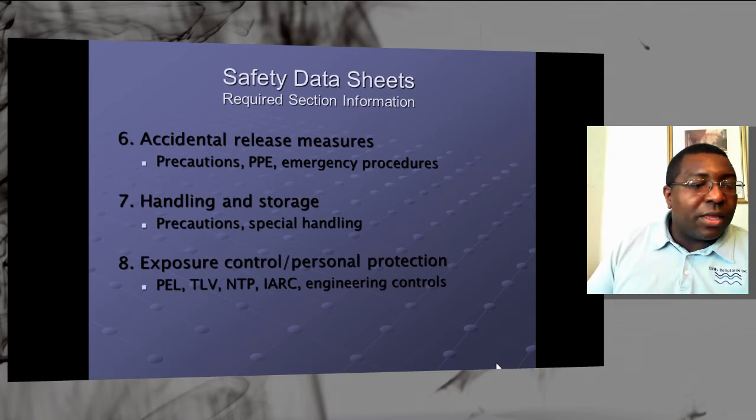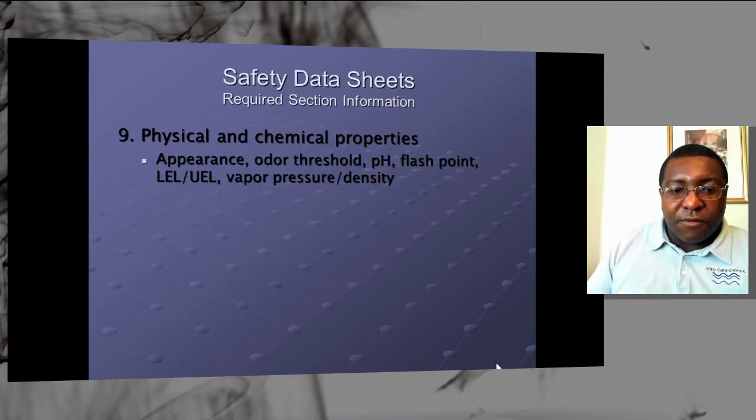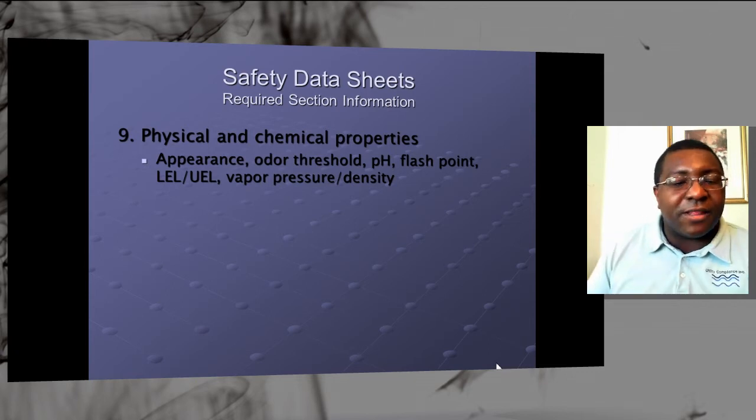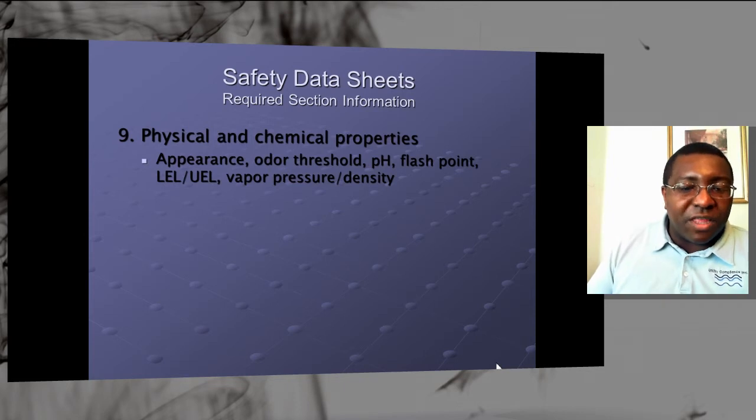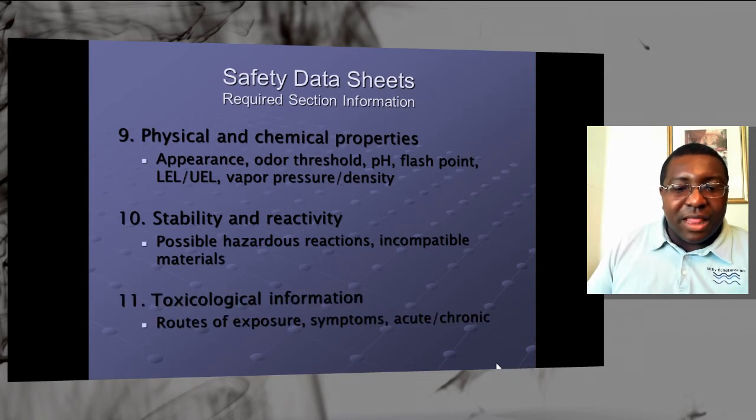So it'll let you know in an 8-hour period, this is what I could be exposed to without it being a physical or health hazard. And your physical and chemical properties of the chemical is going to be on 9. That's your flash point, your lower explosive limit, your upper explosive limit. That's all going to be there. Stability and reactivity in 10. 11 is the toxicology information.